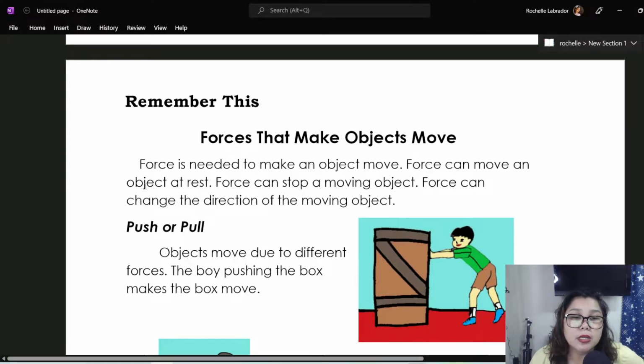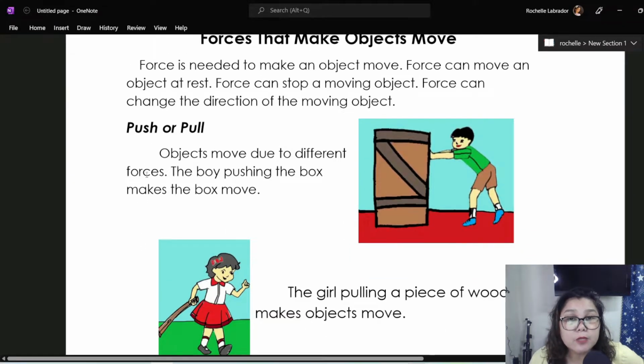So these are the different forces being applied to make objects move. So first is push or pull. Objects move due to different forces. The boy pushing the box makes the box move. So that is, the force applied is push. So you are pushing, you are making the object move far from you. So that is what push means.